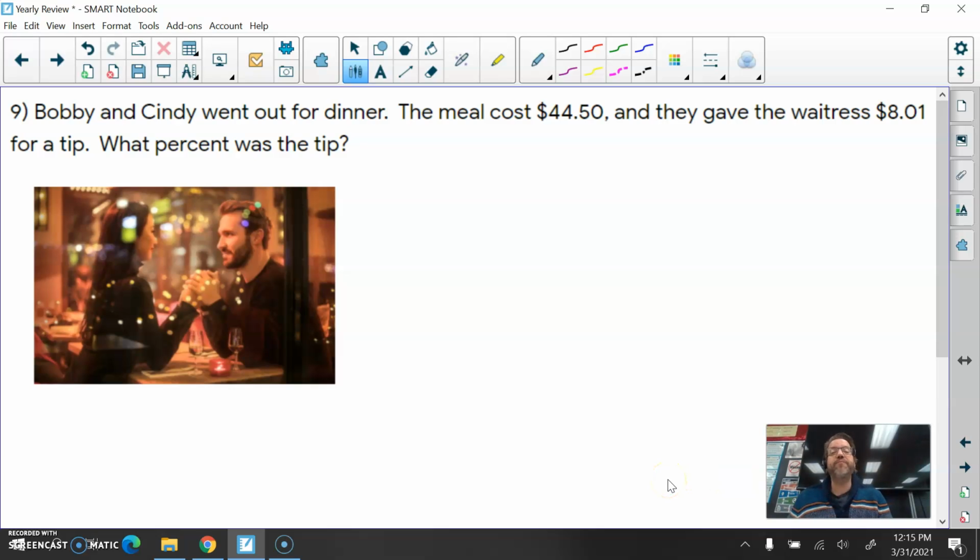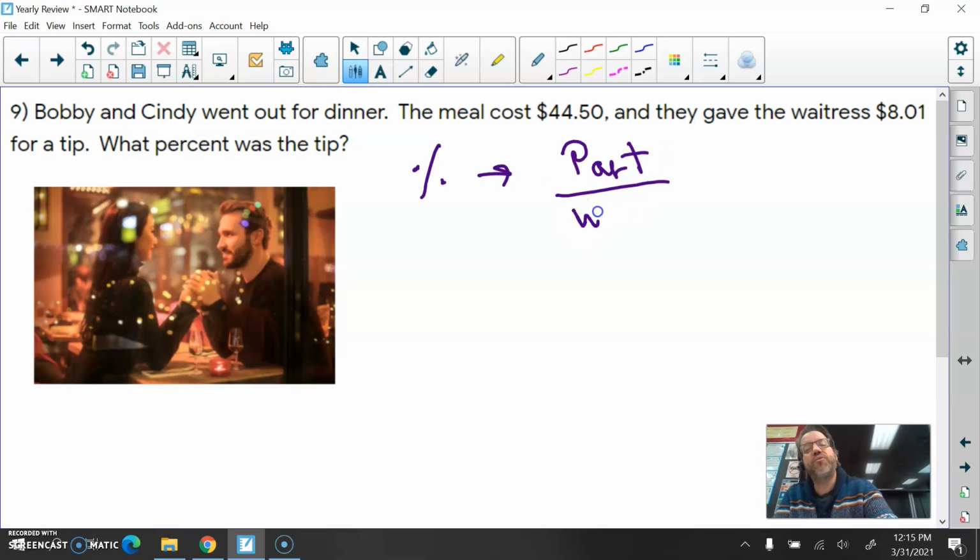Bobby and Cindy went out for dinner. The meal cost $44.50, and they gave the waitress $8.01 for a tip. Lame. Who gives a penny as part of their tip? Anyway, what percent was the tip? You know, percent, you can always think of that as being the part out of the whole amount. Okay? The part here is the tip, $8.01. That's out of the whole amount of the meal, which is $44.50.